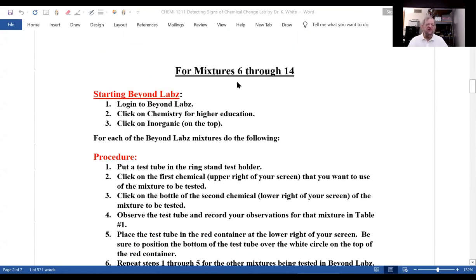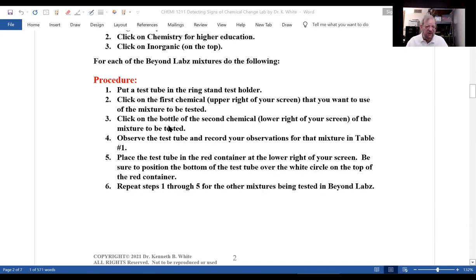For mixtures 6 through 14, you will use Beyond Lab Z. I happen to put it in there. Don't forget to log in. Click on chemistry for higher education. Then you'll click on inorganic. I'm going to go through this real time, but I just thought I'd read the procedure. What you'll do, and you can come back and look at this when you do the lab, is put a test tube in the ring stand holder. I'll show you how to do that in a little while.